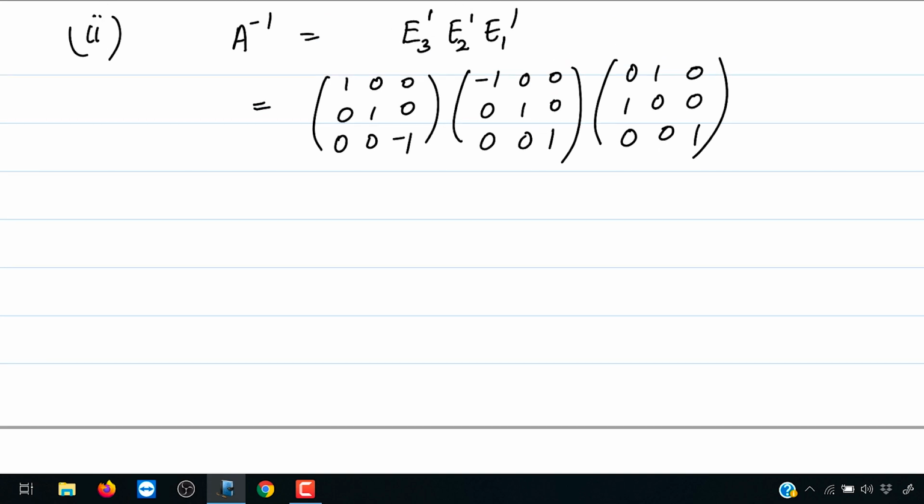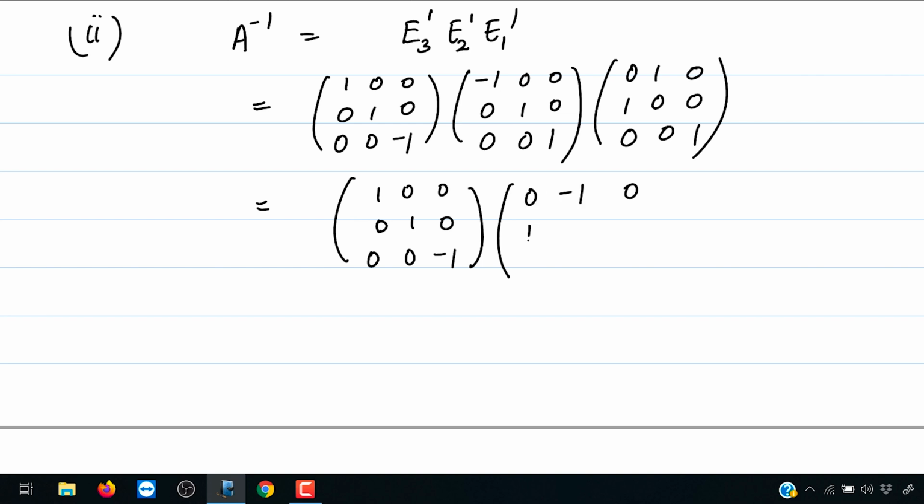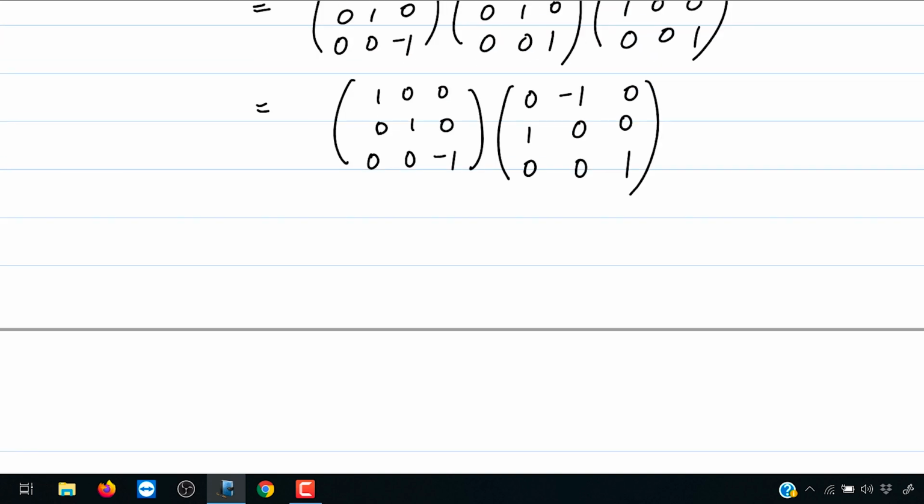Okay, so when you multiply by some elementary matrix from the right, it is just going to be a column operation. So this is just going to be 1 0 0, 0 1 0, 0 0 minus 1 times, the first and the second column get interchanged. So this is going to be minus 1 0. So the first column now will be this, the second column will be this, the third column remains unchanged. And how about this? We can think of this as a row operation from the left. So this is going to be 0 minus 1 0, 1 0 0, 0 0 minus 1. So this is going to be the inverse of our given matrix.